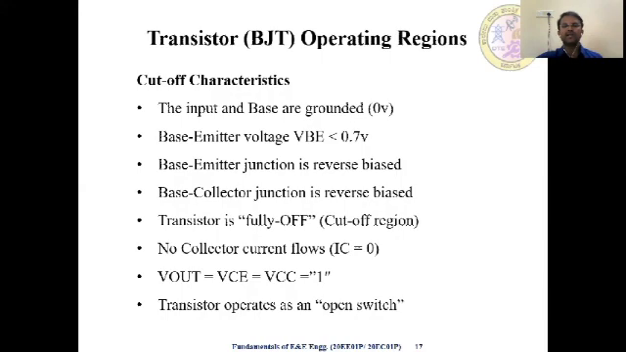And the base emitter junction is reverse biased here, and the base collector junction is also reverse biased here. So when both are reverse biased, the transistor will never be turned on, and hence we say that the transistor is fully off, that is, in the cutoff region. So no collector current, no output current flows here. IC means collector current, I means the current, C means collector. So the collector current, which is nothing but the output current here, will be zero.